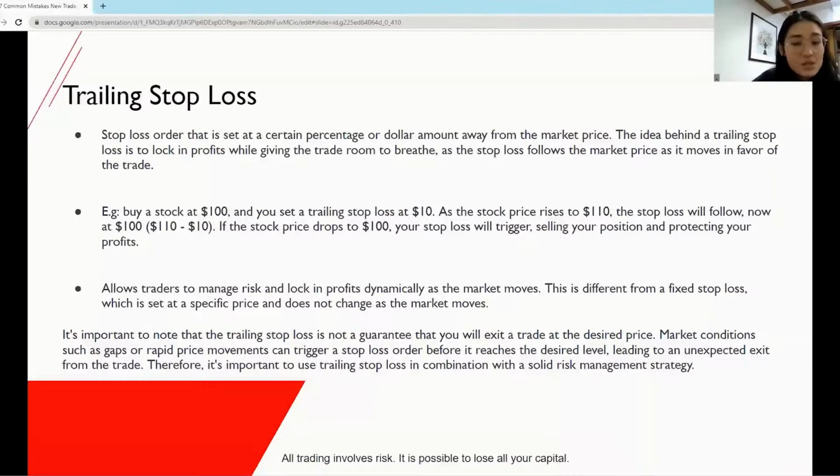This is different from a fixed stop loss, which is set at a specific price and does not change as the market moves. So it's important to note that the trailing stop loss is not a guarantee that you will exit a trade at the desired price. Market conditions such as gaps or rapid price movements due to volatility can trigger a stop loss order before it reaches the desired level, leading to an unexpected exit from the trade. Therefore, it's important to use trailing stop loss in combination with a solid risk management strategy, such as those that we've mentioned previously.